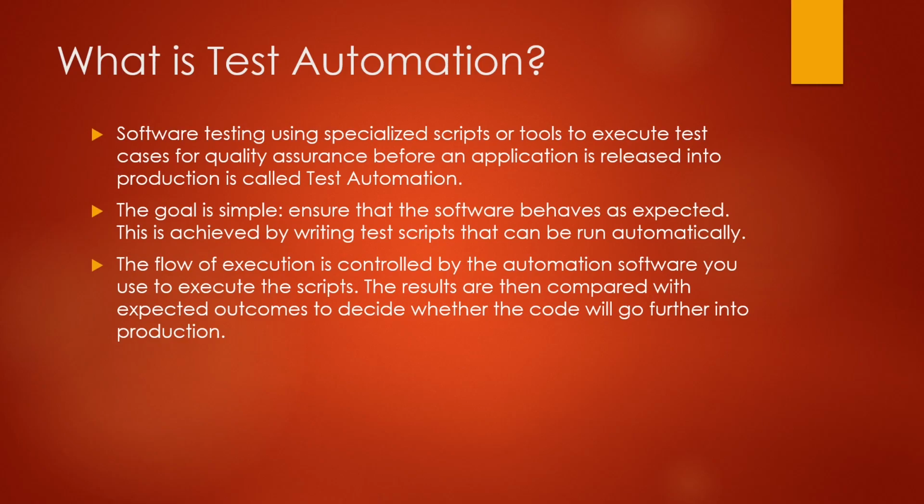The goal here is simple: ensure that the software behaves as expected, and this is achieved by writing test scripts that can be run automatically. Flow of control is determined by the automation software you use to execute the scripts. The results are then compared with expected outcomes to decide whether the code will go further into production.